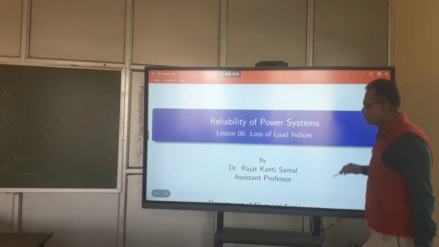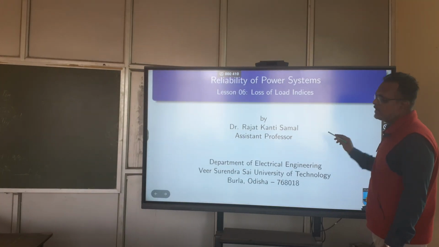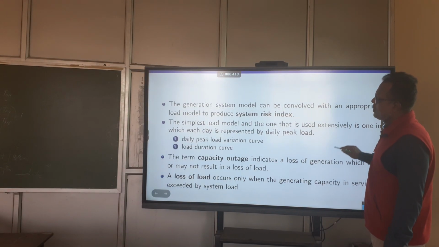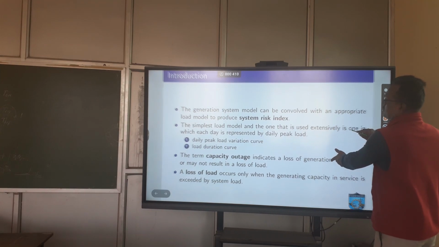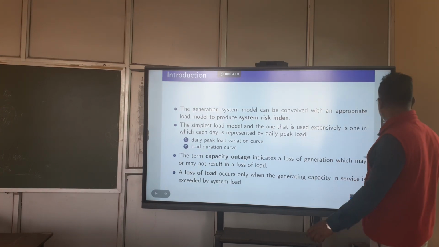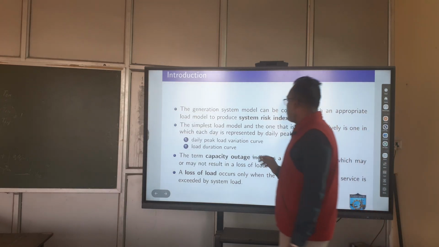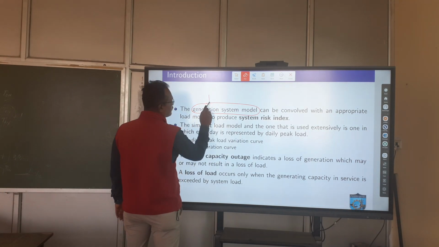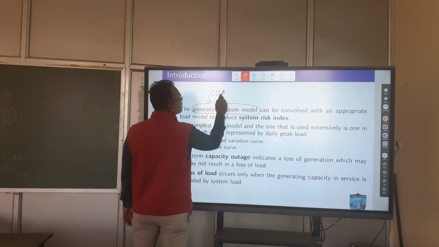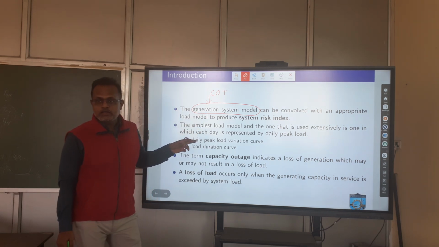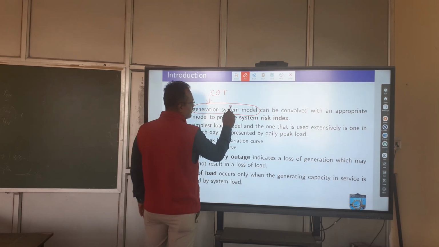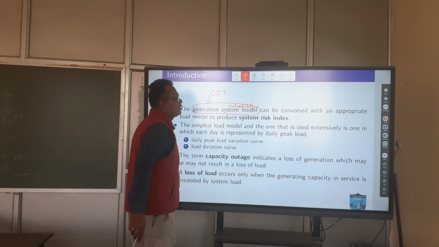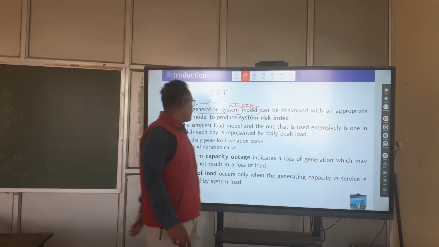Loss of load indices. So this is the reliability index. What we have seen is the capacity outage table. The capacity outage table is nothing but the generation system model, or you can say the generation system reliability model. This can be converted with an appropriate load model.